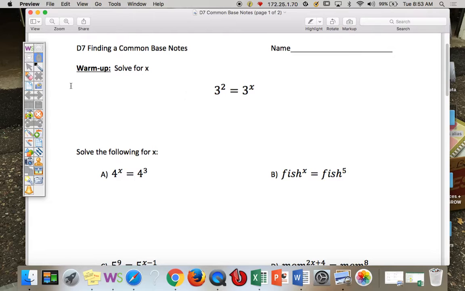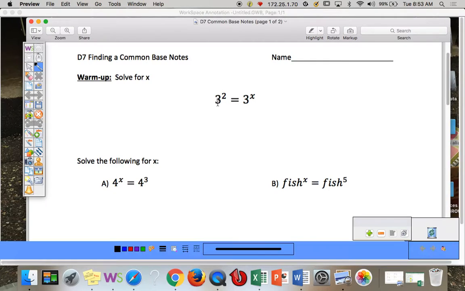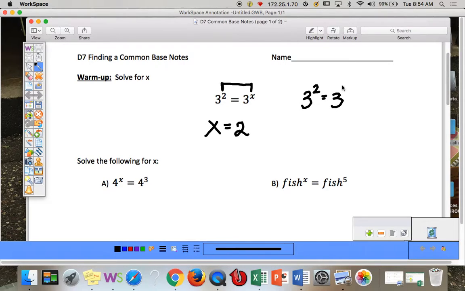You should notice the bases, the big numbers, are equal. If the bases are equal, it must mean that the exponents are equal. So if you have 3 squared equals 3 to what power? Well, x must be 2. If you plugged it in, we would get 3 squared equals 3 squared. Again, we're looking at the equal sign. What makes them the same? Well, x has to be 2 so that they're the same. So if you have two exponents with the same base, then they have to be equal.